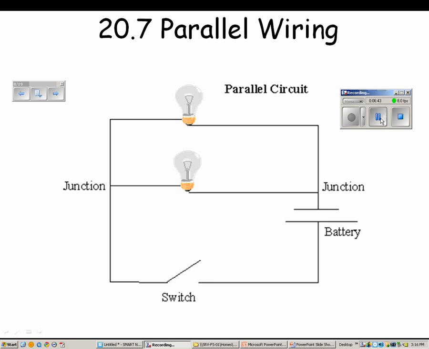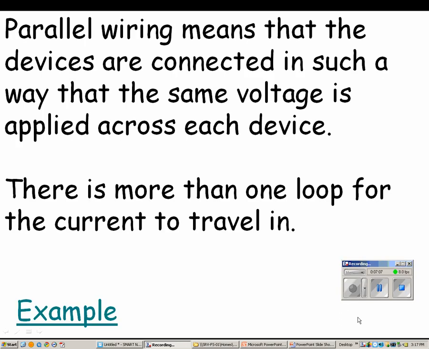Now we want to take a look at the parallel circuit wiring. Here you see that there's a battery right here, there's a switch right here, and when that switch is closed, the current will flow along through the switch, and now it has a junction where it has two choices. It can go either straight through this light bulb or to the first light bulb, or it can go up to the second light bulb. So now you have two loops, more than one loop, and that's when you know you have parallel wiring.